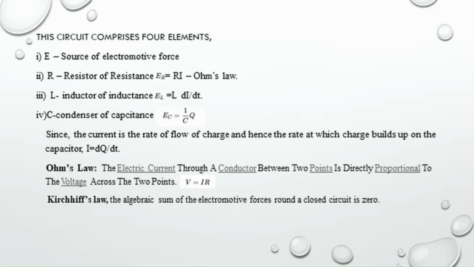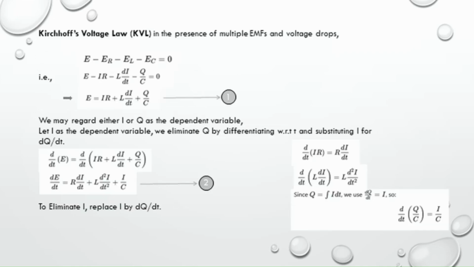Now, by Kirchhoff's law, the algebraic sum of the electromotive forces around a closed circuit is 0. That is, Kirchhoff's voltage law states that the sum of EMF and potential differences in any closed loop of an electric circuit is always equal to 0. That is, input and output addition is 0. This is Kirchhoff's voltage law in the presence of multiple EMFs and voltage drops.